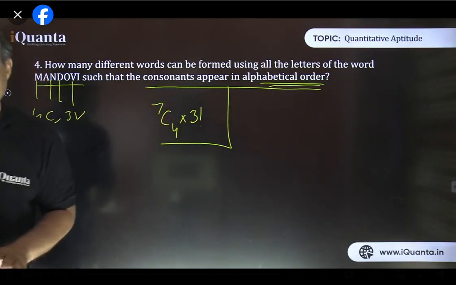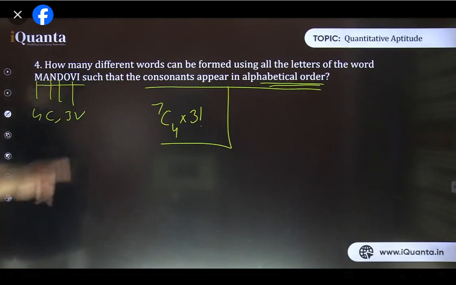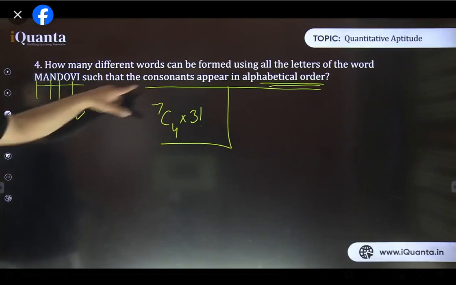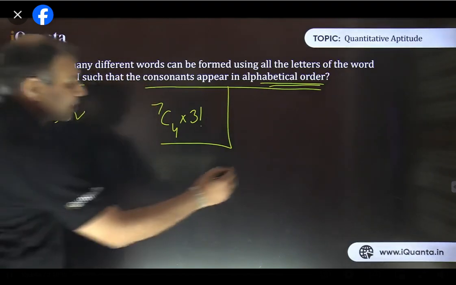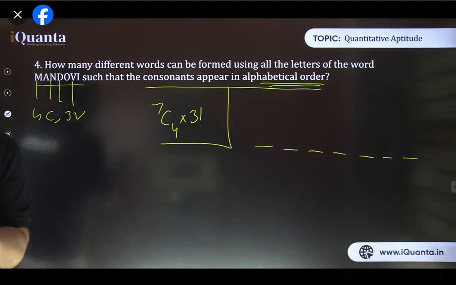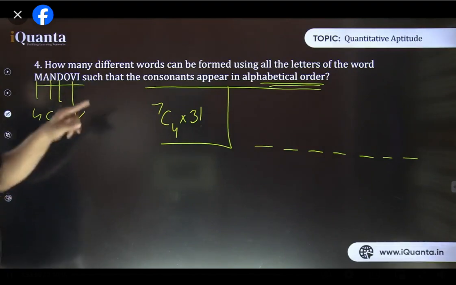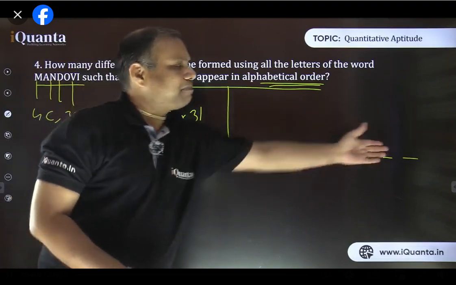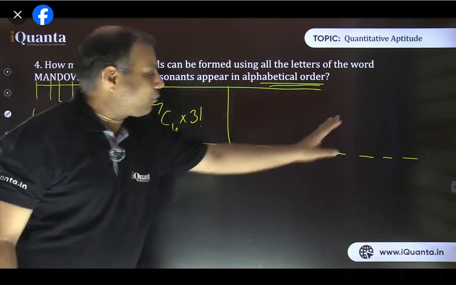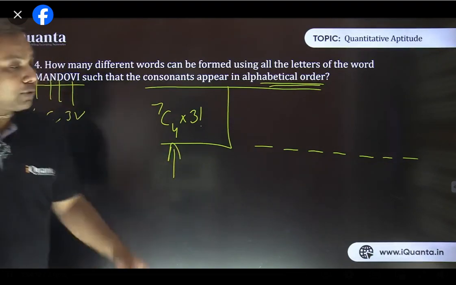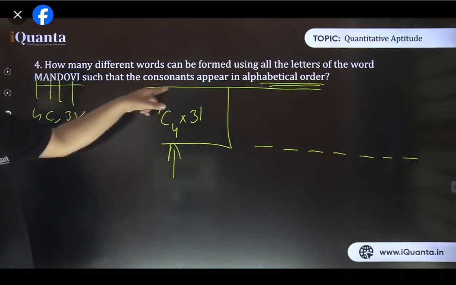So the easiest way here is that out of the 7 places, I want 4 places where to place these consonants. Yes or no? There are 7 places available: 1, 2, 3, 4, 5, 6, 7. So out of these 7 places, I want 4 places where the consonants would be placed. Is this fine? Those 4 places can be adjacent. They may be any places. So I can select any 4 places in how many ways? 7C4.